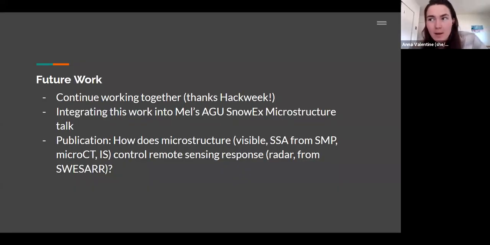All right, so just to wrap up, thanks to Hackweek, we're going to continue working together, and Mel is hopefully going to integrate this work into an AGU talk. And we're even thinking about, down the road, trying to put together a paper on how microstructure controls the remote sensing response, potentially using SWISAR.